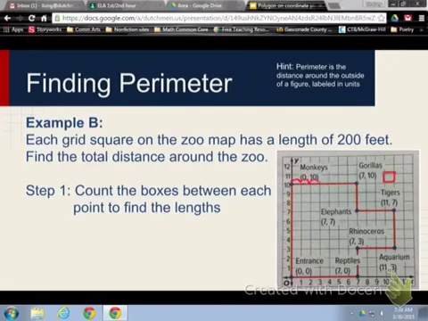1, 2, 3, 4, 5, 6, 7. So that's 7. 1, 2, 3. This side is 3. 1, 2, 3, 4. 1, 2, 3, 4. 1, 2, 3, 4. 1, 2, 3. 1, 2, 3, 4, 5, 6, 7. And 1, 2, 3, 4, 5, 6, 7, 8, 9, 10.